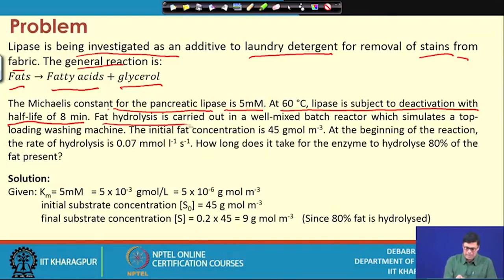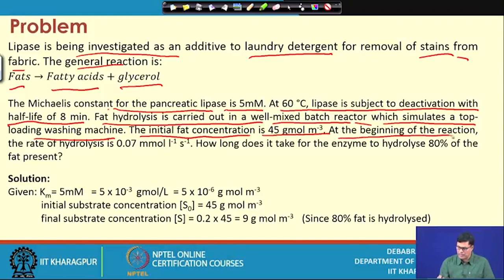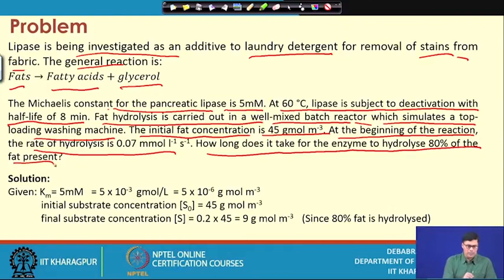The fat hydrolysis is carried out in a well-mixed batch reactor, which simulates a top-loading washing machine. The initial fat concentration is 45 gram-moles per cubic meter. At the beginning of the reaction, the rate of hydrolysis is 0.07 millimoles per liter per second. How long does it take for the enzyme to hydrolyze 80% of the fat present? When you talk about the removal of stain, that means how long we should soak the cloth in that particular detergent so that the stain can be removed.